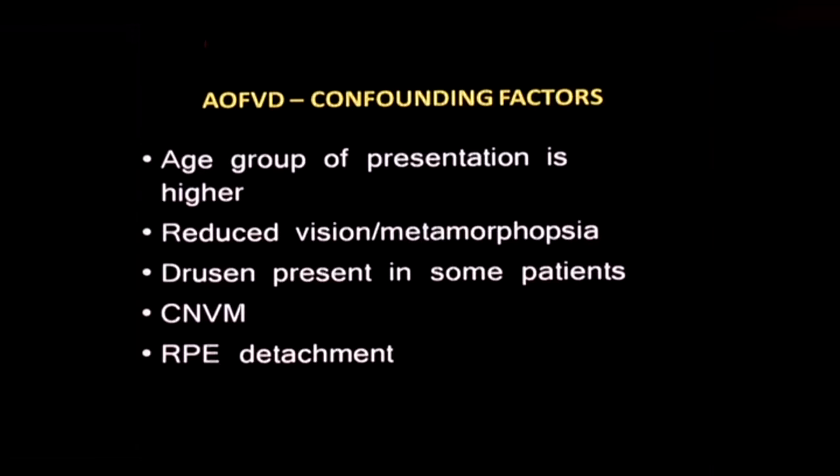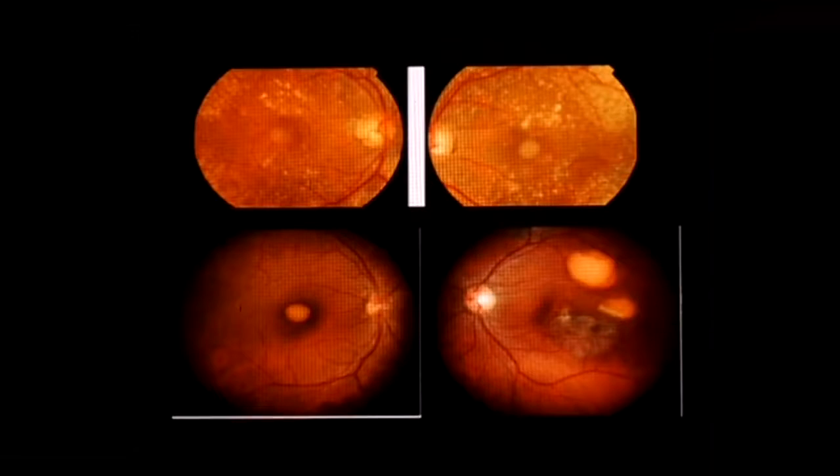Of course, there are certain confounding conditions. Like in AOFVD, you may see that in elderly patients. They may present with metamorphopsia, neovascular membrane, and RPE detachment. Like here are two patients with AOFVD. These patients have cuticular drusen as well as multifocal lesions, so one may mistake them as something else.